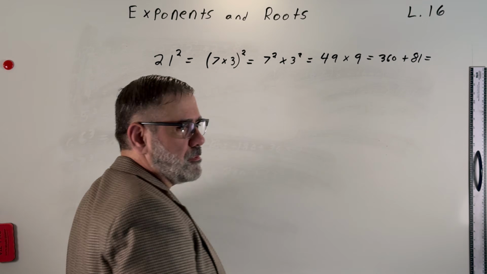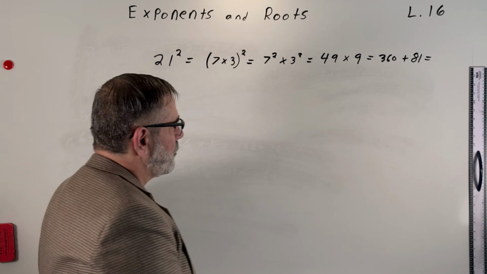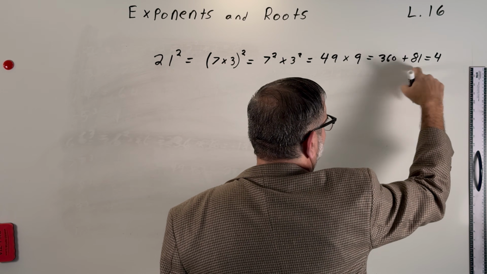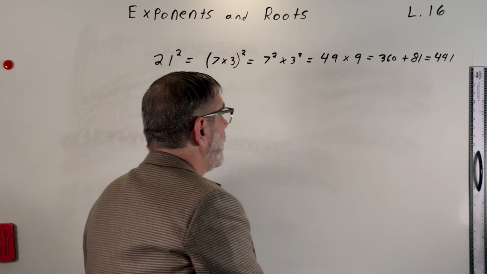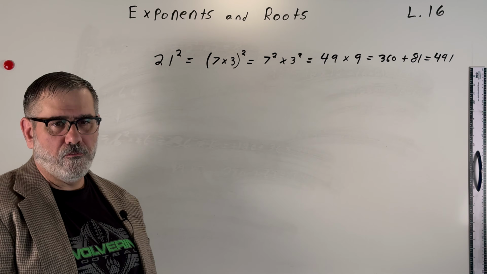What is 36 plus 8? 44. So 360 plus 80 would be 440. And then plus that one more, because 0 plus 1 is 441. So we get that 21 squared is 441.